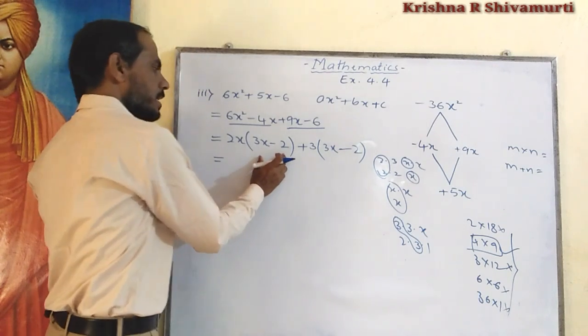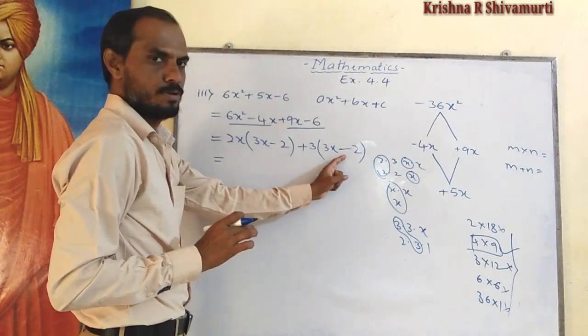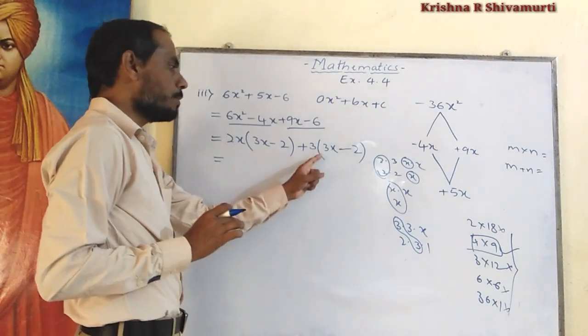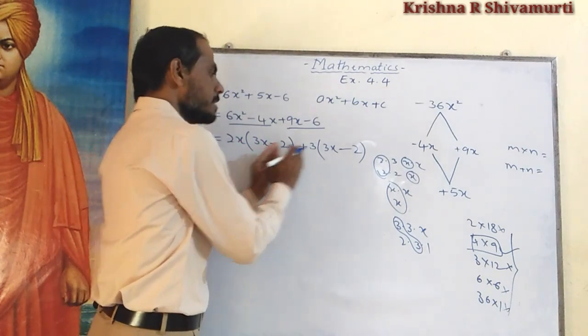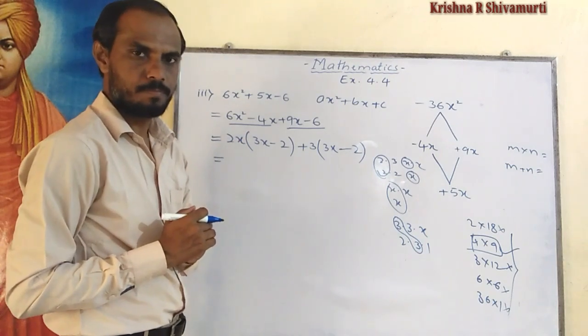Okay, see here, 3x minus 2, 3x minus 2. It did not come as 3x plus 2. It did not come as minus 3x plus 2. Okay, or 2 minus 3x did not come. Means what? The first bracket is the same, and the second bracket is also the same.